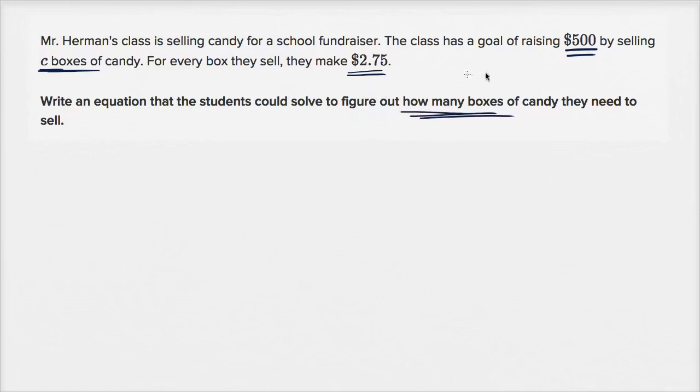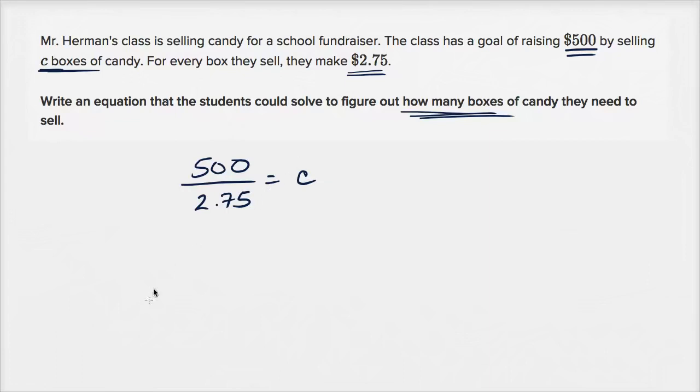Well, there's a couple of ways you could think about it. They have a goal of raising $500. And so they want to get a total of $500. And if each box is $2.75, divide the total by the amount they get per box. And then this is going to be equal to the number of boxes that they need to sell. So this we've done. This is an equation that the students could solve to figure out how many boxes of candy they need to sell.